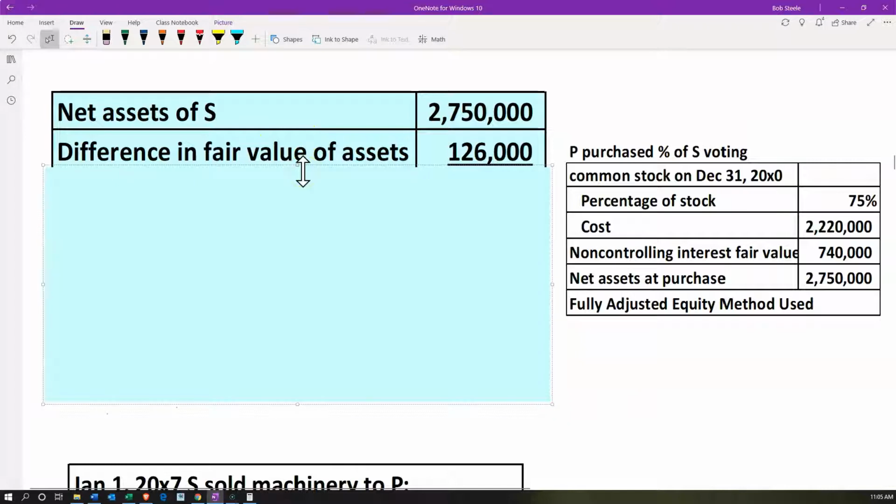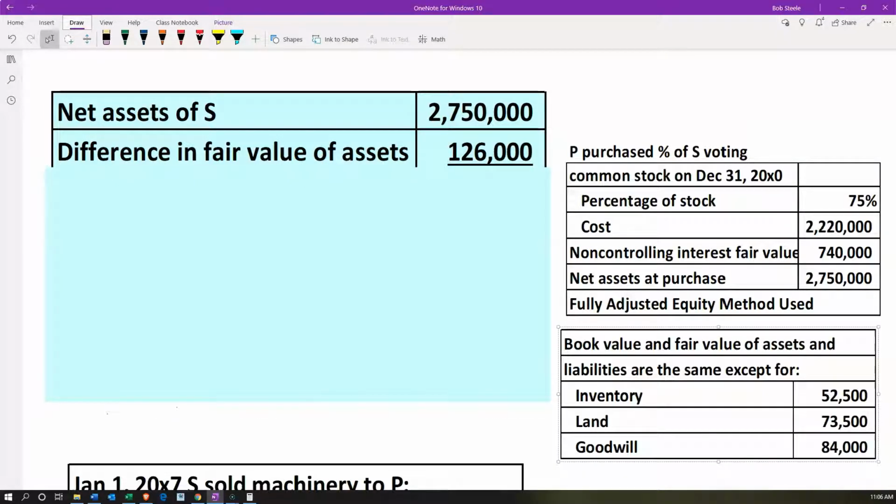The differential was 126,000. So that was in our data as well, and we're going to say that there was a difference between inventory, land, and then they gave us goodwill as the differential calculation. So we're taking the 52.5 here and the 73.5 for the inventory and land. Difference between the book value and fair value, the 126. We will get to the goodwill at the end of this calculation.